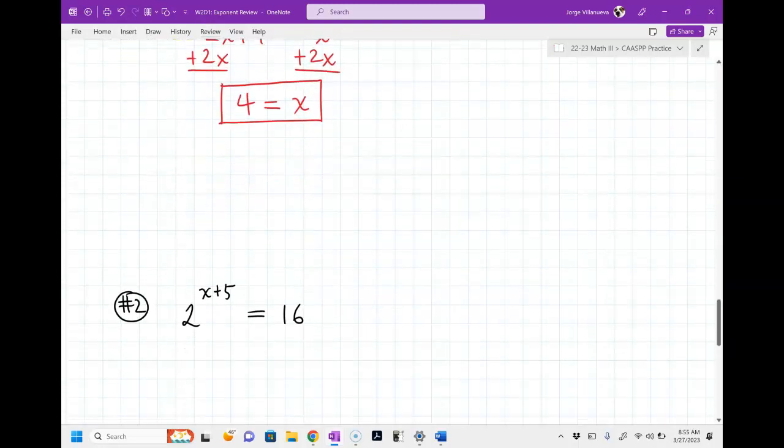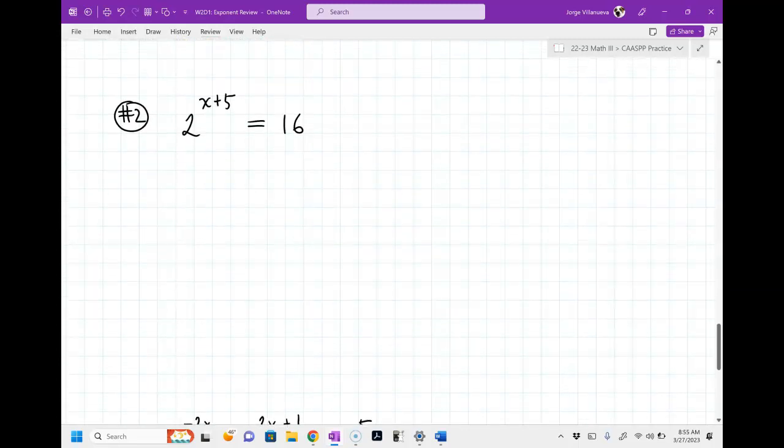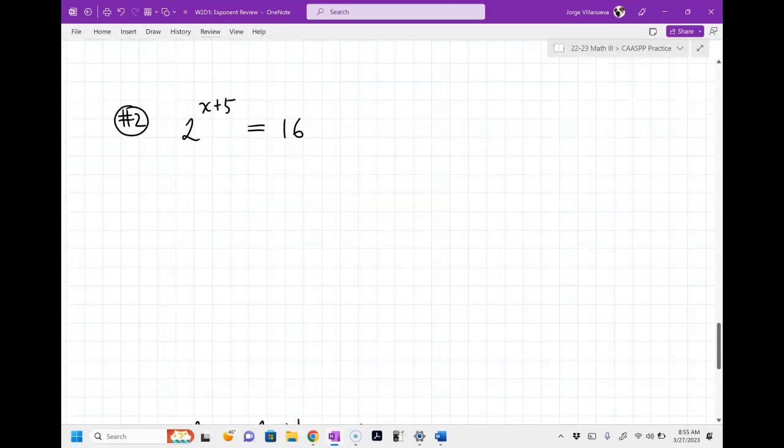Here's another one. This one is thought of as being an easy one too, but it doesn't look like it at first, because right now I have a base of 2 and a base of 16. They don't match. Okay, but can I rewrite 16 as a base 2? 2 to what power? So 2 to the first is 2. 2 to the second, 4. 2 to the third, 8. 2 to the fourth, that's 16.